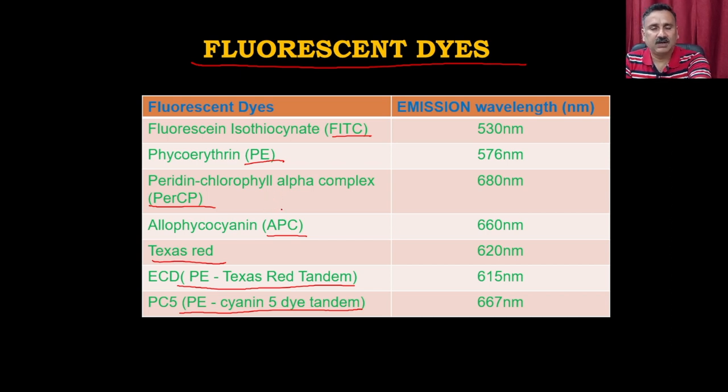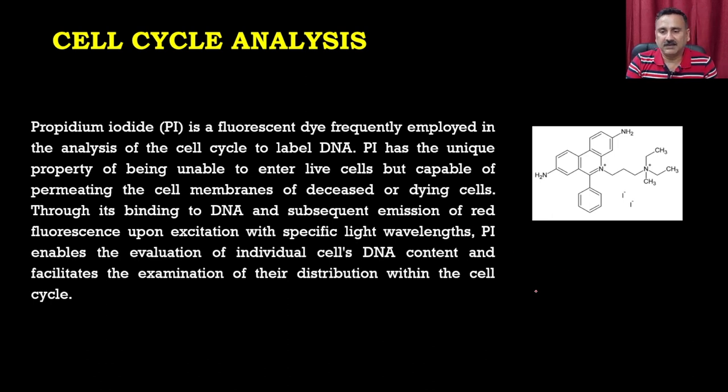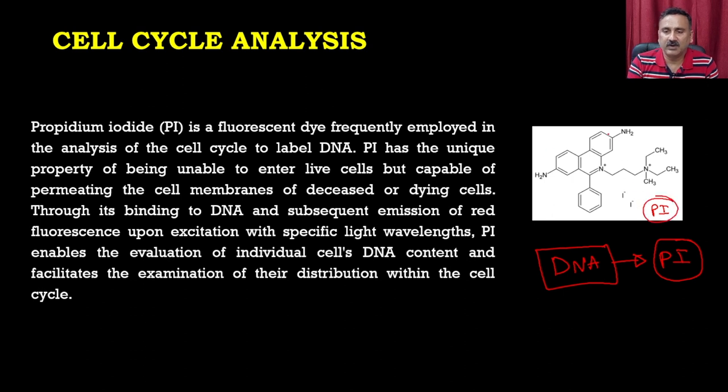Now, coming back to our original question: how can you use flow cytometry to study the cell cycle analysis? For cell cycle analysis, we need to stain the cells with a DNA binding dye. One such DNA binding dye is propidium iodide. If you stain the cells with propidium iodide, this is its structure, and it stains the DNA by using its positively charged residues.